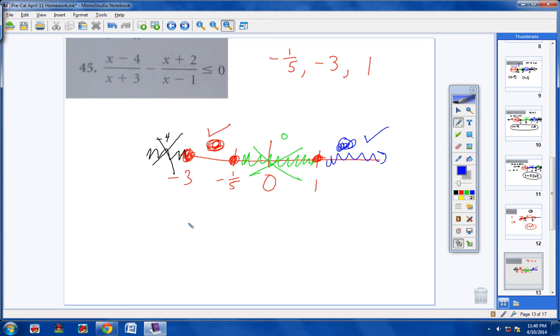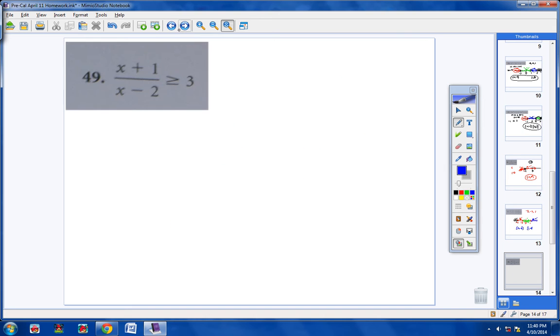So we have two sections that satisfy this inequality. The first one runs from negative 3 inclusive to negative 1/5 inclusive, and the other one runs from 1 inclusive all the way to infinity. Okay? I always check my answers very quickly to make sure they're right, and that one is correct. Let's go ahead and move on now to number 49.